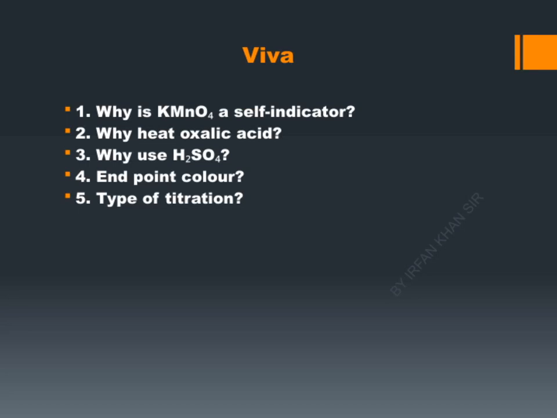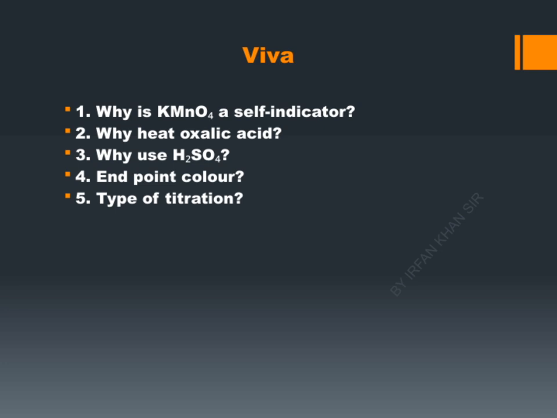Let's go through some key questions about this titration process. First, why is KMnO₄ a self-indicator? Well, because it has a distinct purple color that changes once the reaction is complete, signaling the endpoint clearly to us. Next, why do we heat oxalic acid? Heating speeds up the reaction, making it more efficient and ensuring the titration proceeds smoothly. As for why we use sulfuric acid, H₂SO4, it provides the necessary acidic environment, which is essential for the potassium permanganate to react properly with oxalic acid.